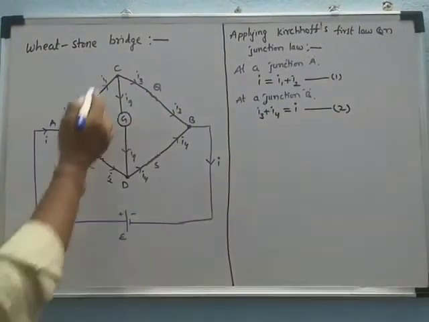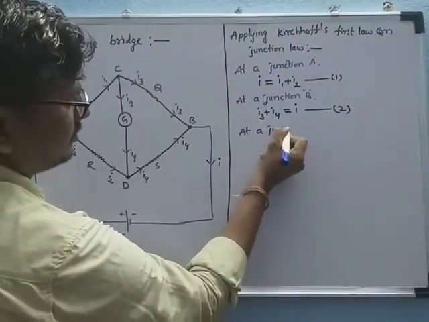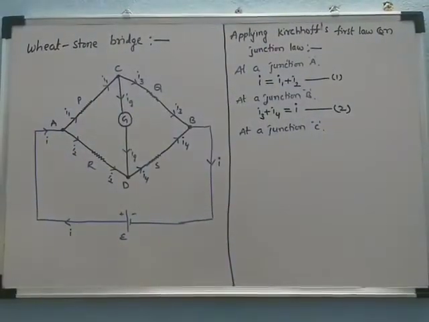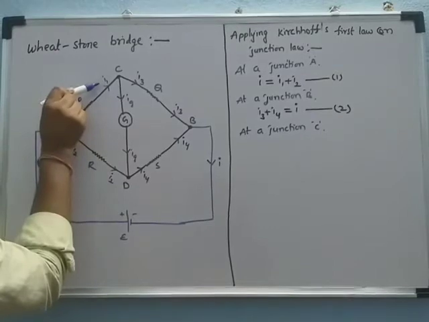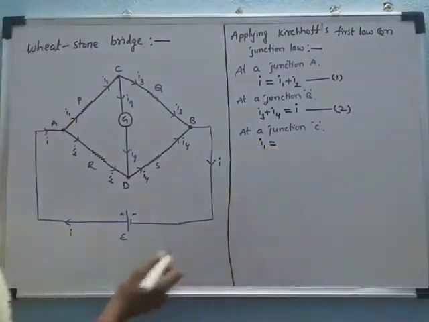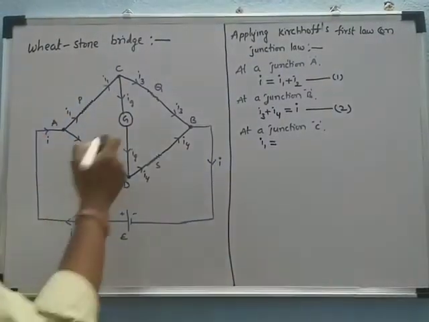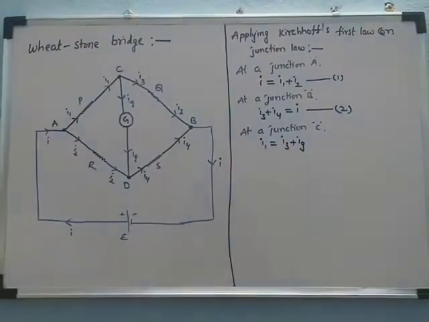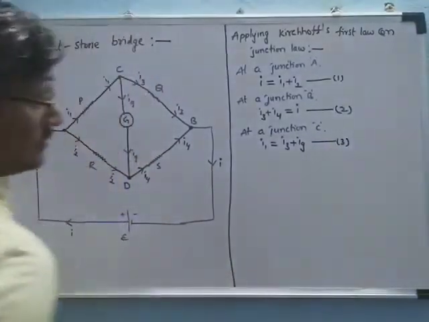Next we can apply it at junction C. At junction C, how much current is entering? Only the I1 current is entering. I1 is equal to the current leaving the junction, I3 and IG. Then we can write the sum I3 plus IG is leaving the junction. Now this is considered equation number 3.